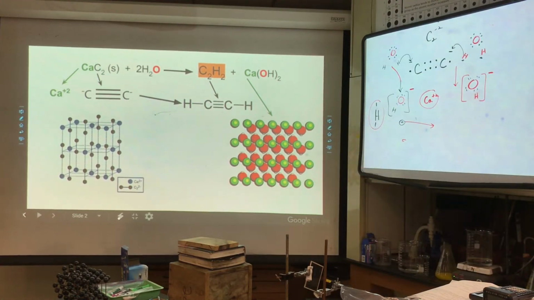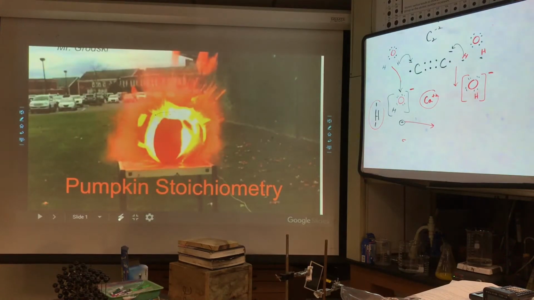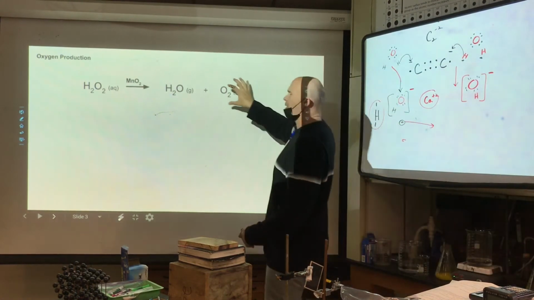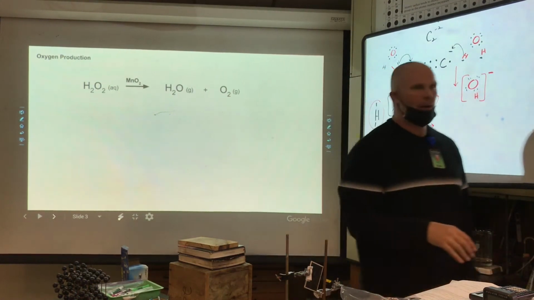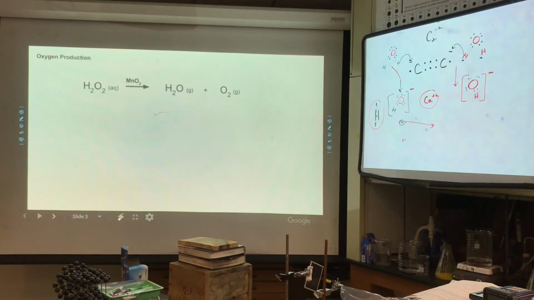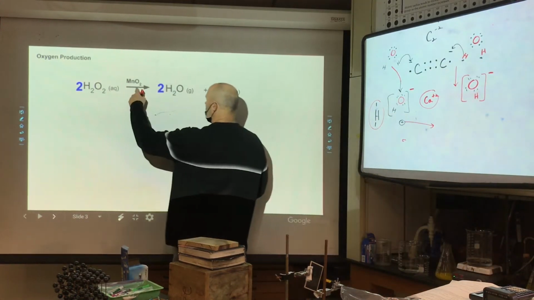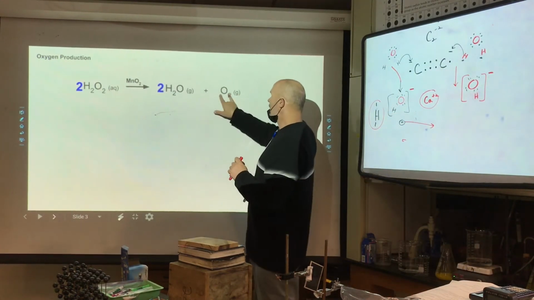Hopefully everything stays together this time. And that's, of course, our stoichiometry, but we're going to go the other way. So we're going to make oxygen. I have to have enough oxygen because we're going to combust acetylene here. All right? And this is the reaction. I'm going to take hydrogen peroxide, decompose it. This is called a catalyst. It's not part of the reaction. And I make my oxygen.